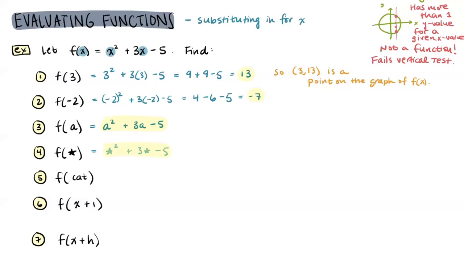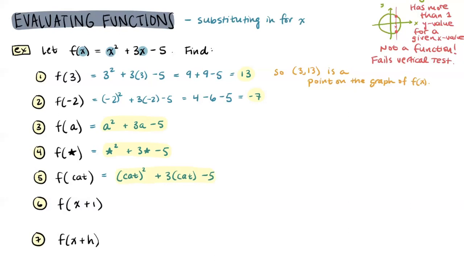So I hope you're getting the idea, right? It's just the placeholder for the input, and we put whatever we want to plug in into the placeholder of x. The f of cat. Same thing. We're going to square cat, so parentheses around the cat, because even if we were plugging in C times A times T, we would still need all these parentheses here. So cat squared plus 3 times cat, and then minus 5. I don't know how to simplify that, so we will leave it just like that.